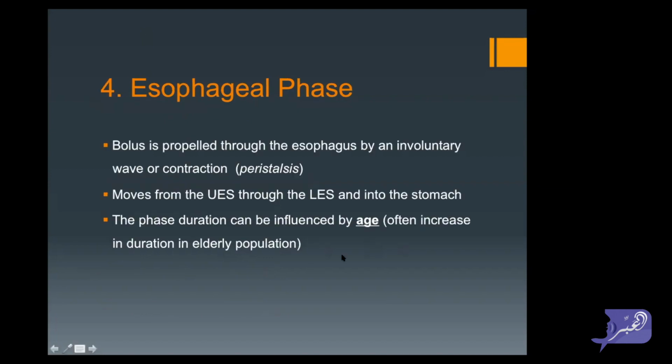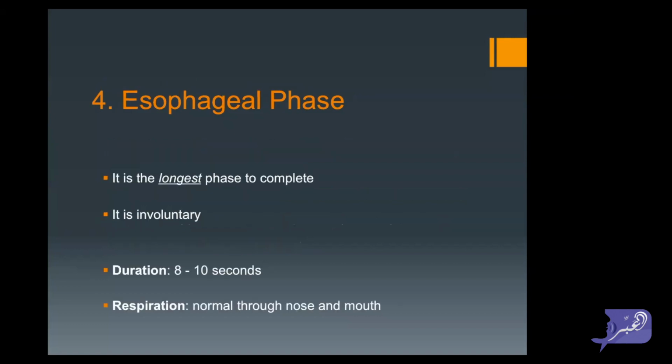And with age, that will increase in duration. There is something called presbyphagia, which is a difficulty in swallowing specifically related to aging. It's not related to disease or neurogenic changes. It's something that happens naturally as we grow older because of the weakness in the muscles. So we need to be careful when we diagnose: is it presbyphagia or is it dysphagia?